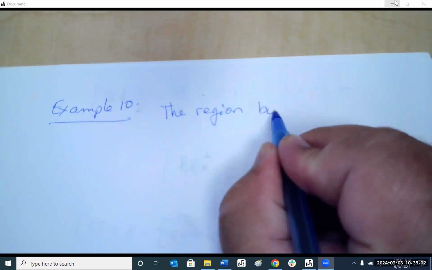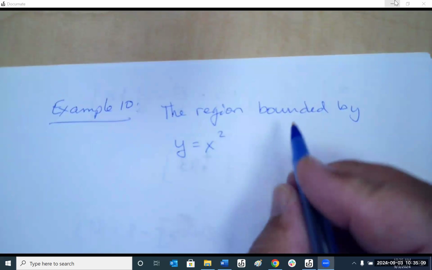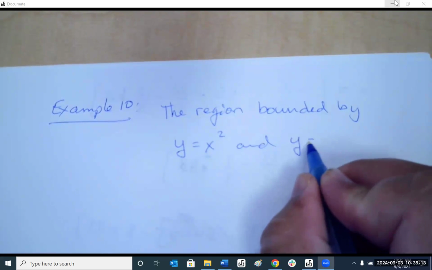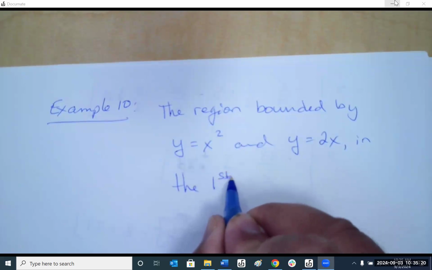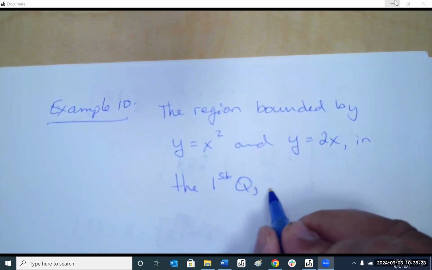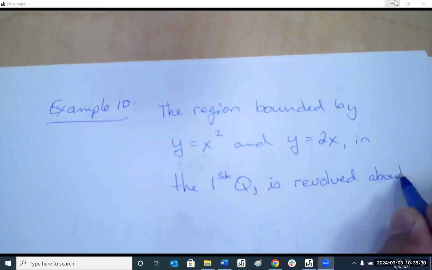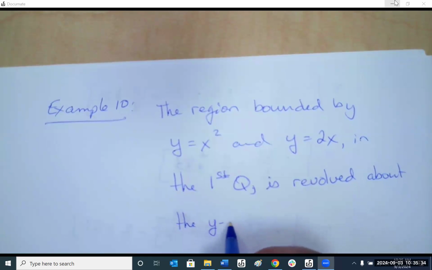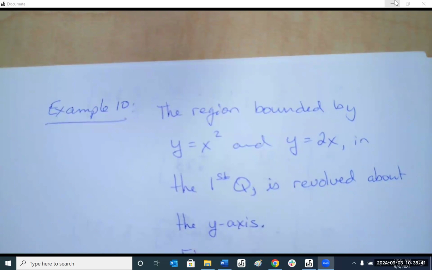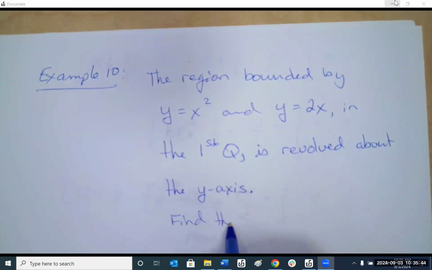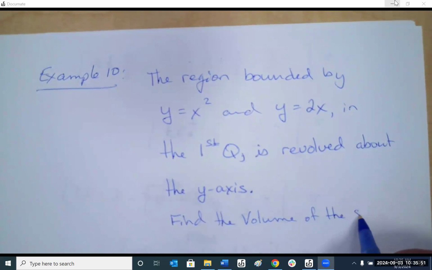So the region bounded by y equals x squared and y equals 2x in the first quadrant is revolved about the y-axis. Find the volume of the solid.